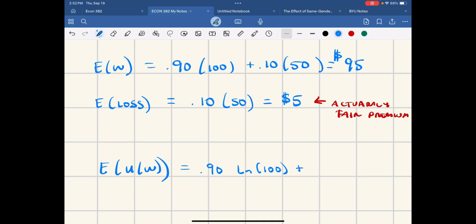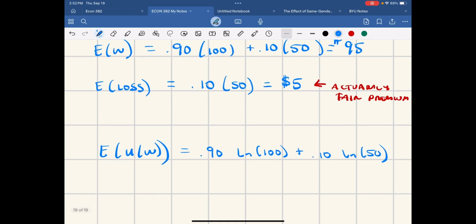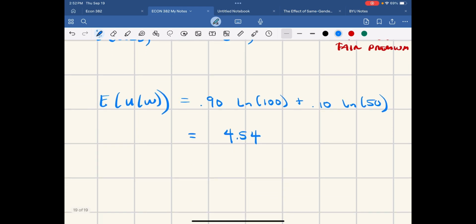Plus there's a 10% probability that the accident will occur. In that case, they'll lose $50, so they'll have $50 left, and that's how we're going to calculate their expected utility. And so if I calculate that out, that will equal 4.54. Okay, so if they take on the risk and have a 10% probability of losing $50, their expected utility is 4.54.